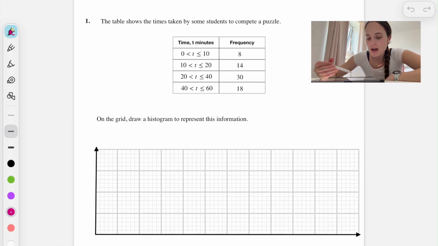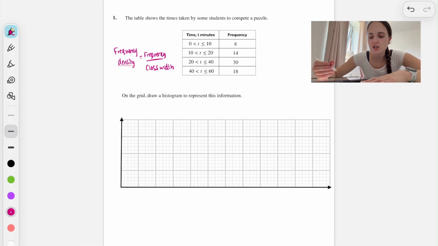So this first question, we have a table showing the times taken by some students to complete a puzzle. So we need to draw a histogram to represent this information. The key thing with histograms is when we plot them, we don't plot frequency, we plot something called the frequency density. And the frequency density is defined by the frequency divided by the class width.